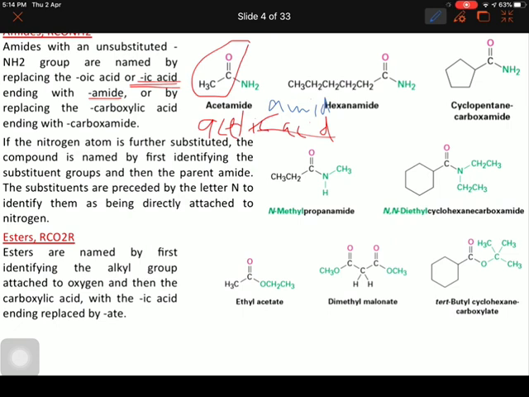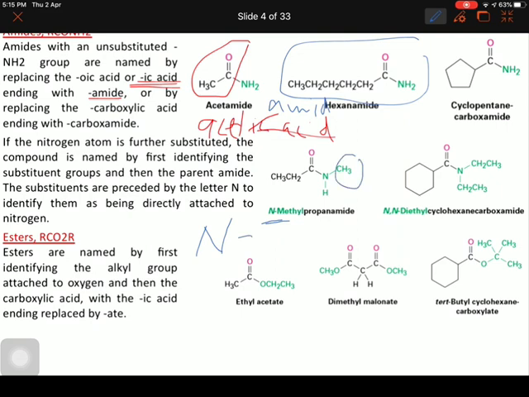The second example is hexanamide. What about the secondary or tertiary amide? In this case there is something different. We just differentiate between primary, secondary and tertiary by N. We put N and then we mention the substitution on the N.